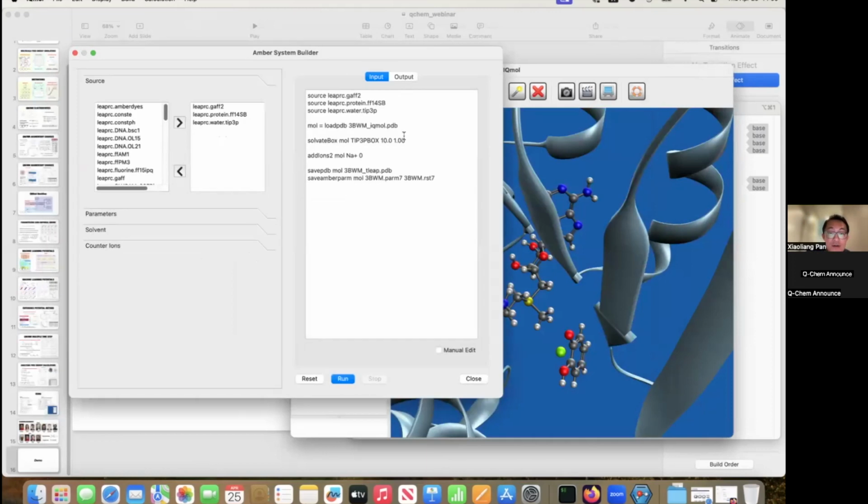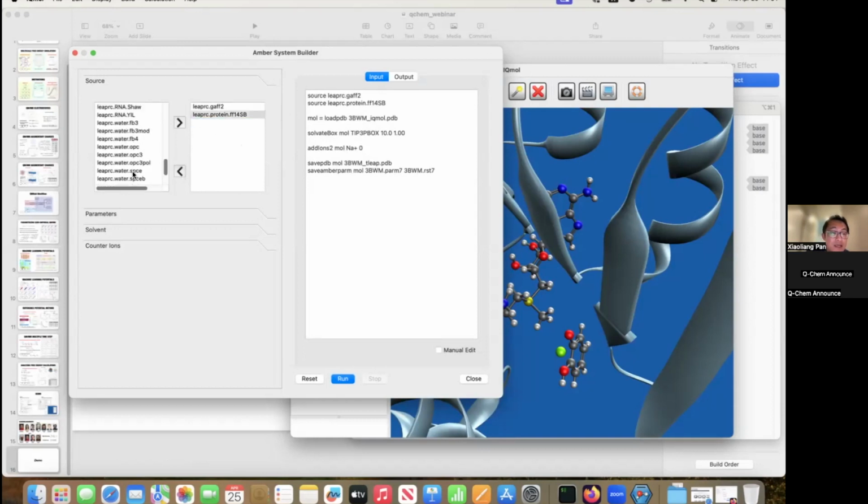Okay, in this window, on the left side are the options, and on the right side is the tLEaP input file for the tLEaP program in AmberTools. In the first section is the force field we would like to choose. The left box contains all the options provided by AmberTools, and the right side shows the ones we pick for the system. So we can just pick and choose what we want.